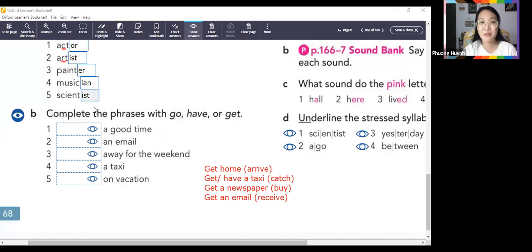Rồi câu số 1 bạn, how about number 1? Good time. So what do you think? Have a good time. Thank you. Then 2, email. Email có rồi, trên của cô đây luôn vậy, đúng không? Get an email.